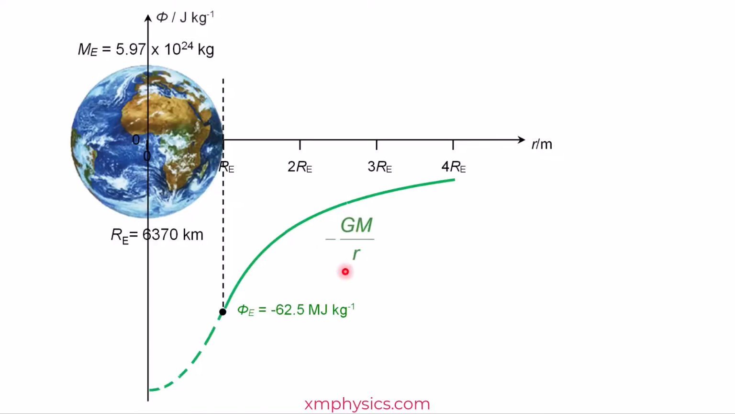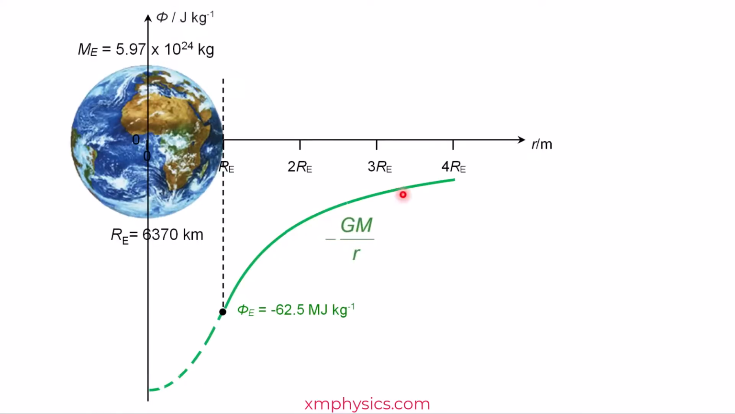As usual, this formula is derived assuming that planet Earth is a point mass. But of course, planet Earth is not a point mass, and because of that, this formula doesn't apply to regions inside the Earth. Inside the Earth, the potential actually varies like this, but this is not in your syllabus, so you don't have to worry about this.